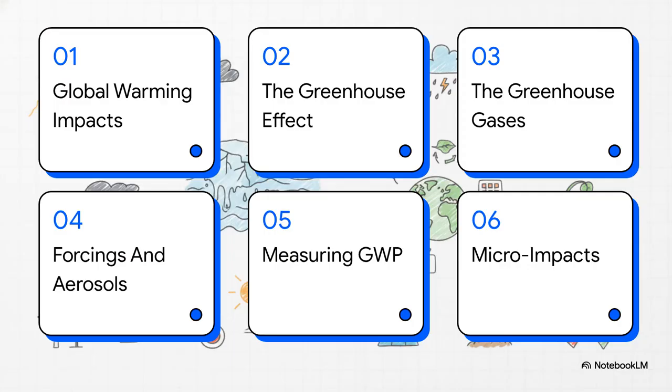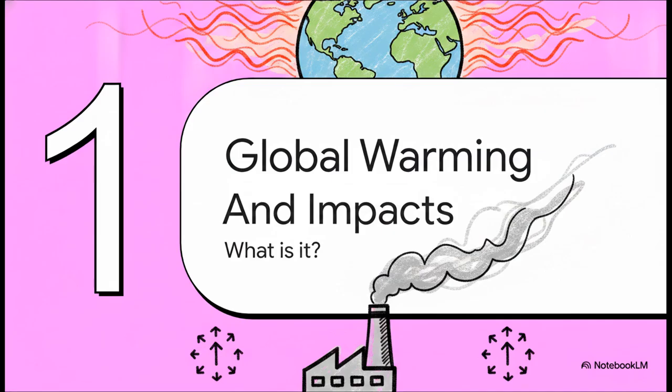Here's our roadmap for today. We're going to start with global warming and its impacts, then we'll explain the greenhouse effect, meet the actual greenhouse gases, and look at climate forcings and aerosols. After that, we'll talk about measuring global warming potential, and finally, we'll zoom in on some micro impacts on the ground. All right, Section 1, Global Warming and Impacts.